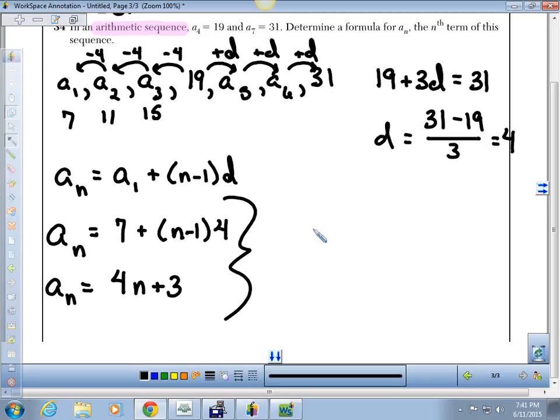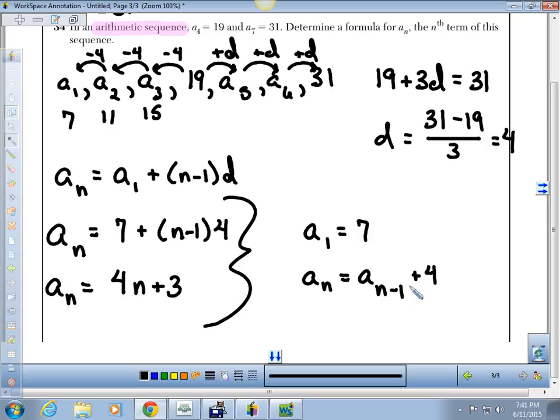Could you also provide this? a sub 1 equals 7, and a sub n equals a sub n minus 1 plus 4. Could we also provide that? Absolutely. That's a recursive definition. How do I get a sub n? Well, I need to know the term before it, and then I add 4. Okay, either one of those would work. I guess either one of those three would work in this case.